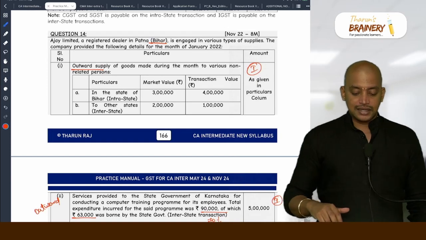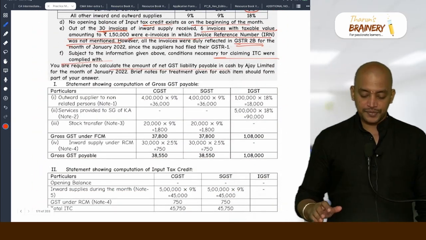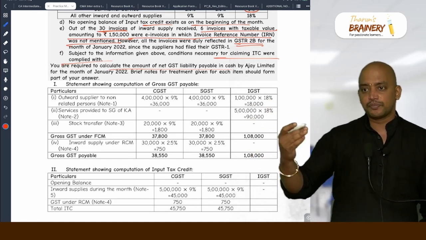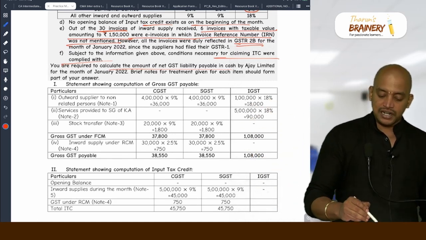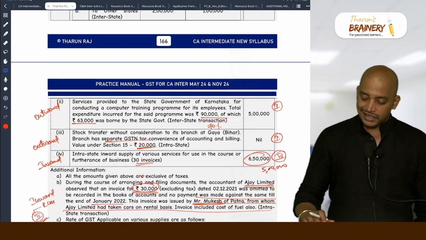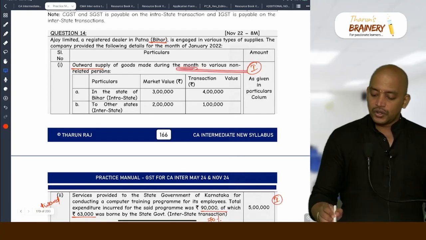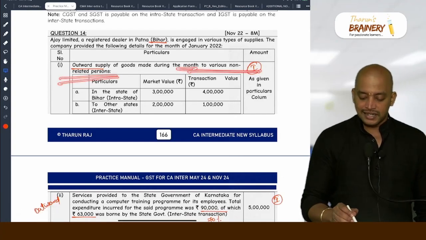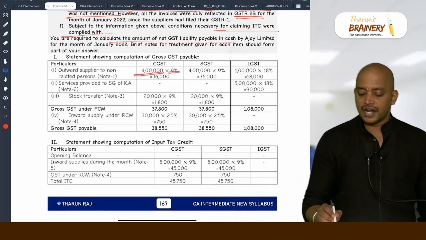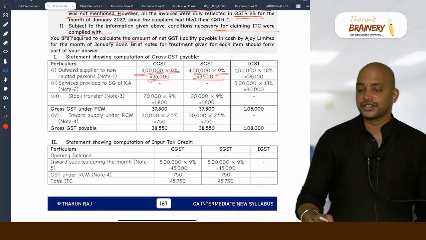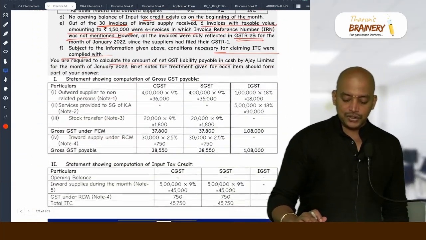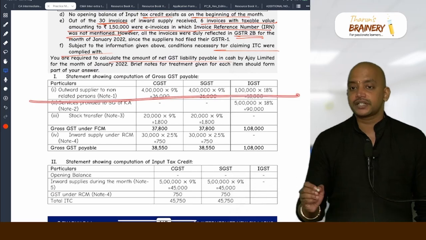Okay. Then can we do the answer for this? I already gave it in the book itself, the same computation. We will cross check. First statement is what? Statement showing computation of gross GST payable. What are the things that will come in the first statement? Outward supply made to non-related persons. Within the state, 4 lakhs. So 4 lakhs into 9%, 4 lakhs into 9%, 36,000, 36,000. And interstate is 1 lakh. So 1 lakh into 18%, 18,000. You understood the first point?